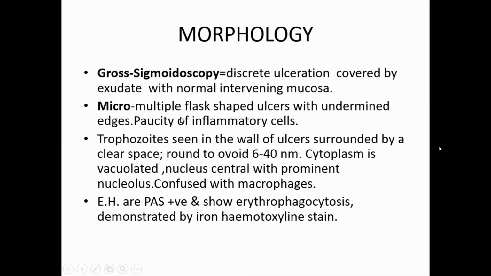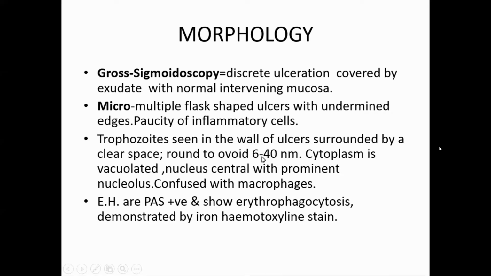Under the microscope, these are flask-shaped ulcers with undermined edges, meaning overhanging edges. The edges are overhanging the ulcer, and there is a paucity of inflammatory cells. It is not a bacterial infection, it is a parasite, so there is a paucity of inflammatory cells. And trophozoites are seen in the wall of the ulcer, not in the abscess, in the center. It is surrounded by a clear space because they secrete proteolytic enzyme that breaks the surrounding tissue, so there is a clear space around the trophozoites.